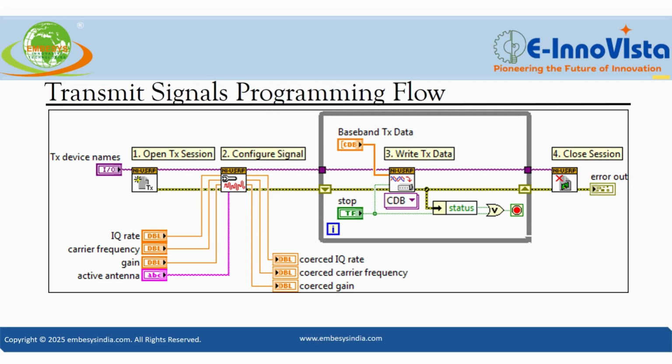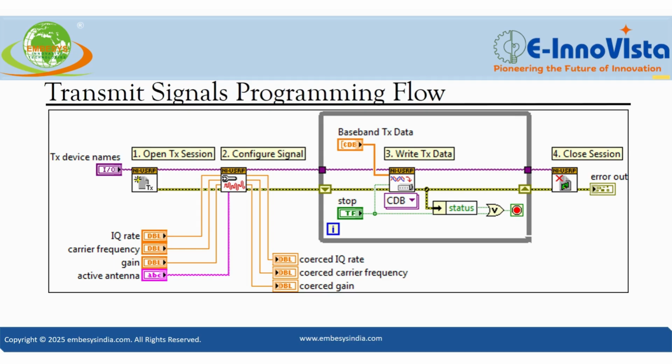Then secondly, we have to configure those signals. Configure means we have to specify the IQ rate, carrier frequency, gain, and active antenna. And then we have to write the transmit signal. Which signal we have to transmit, that signal we have to specify. That is the baseband signal, the transmit data.